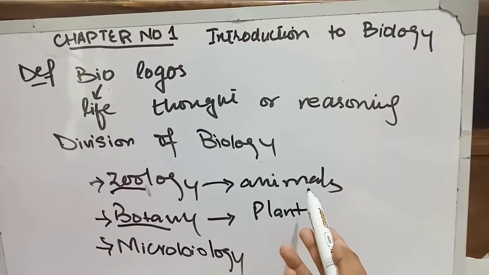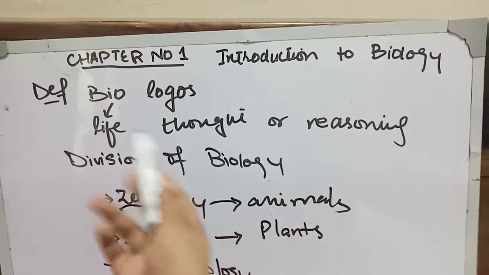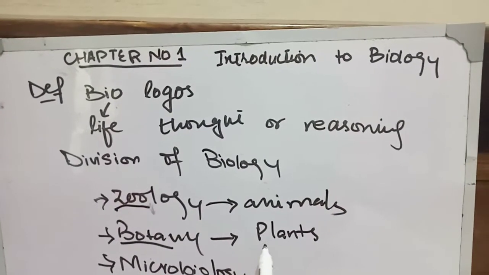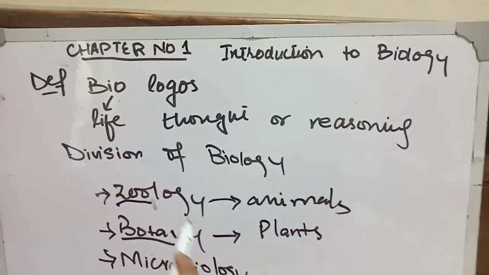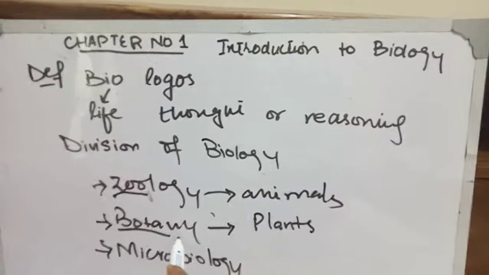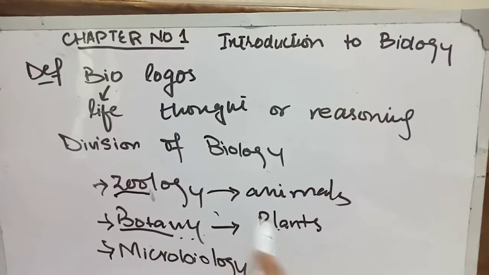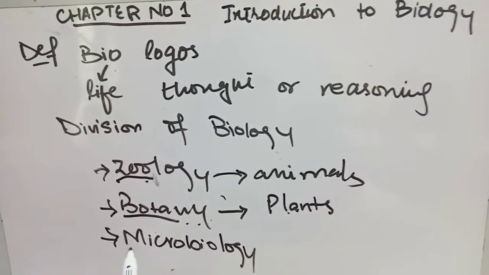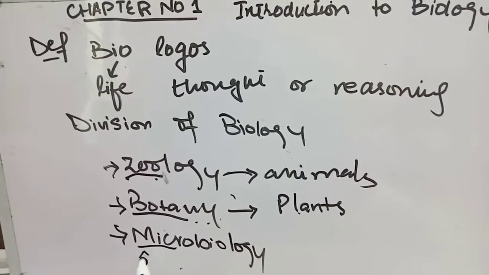It means animals are living things. This is the study of life in the major division of zoology. Plants are also living things, so they are related to botany. In botany we are going to study plants, and in zoology we are going to study animals. And micro means small.